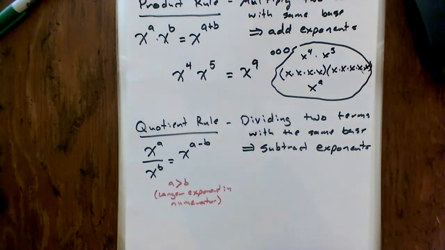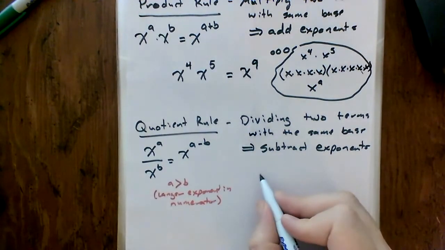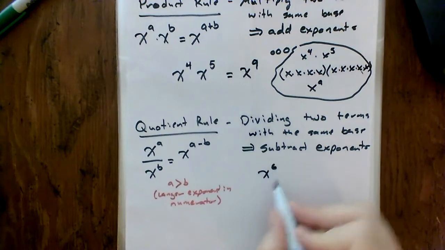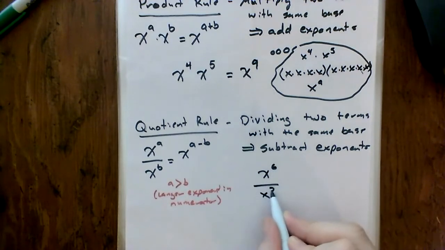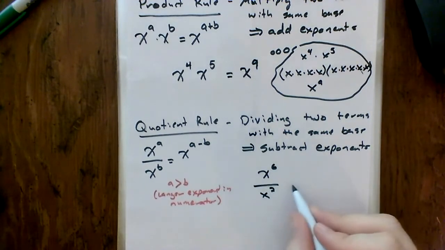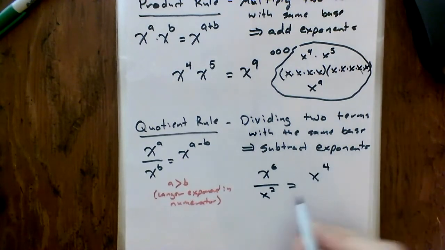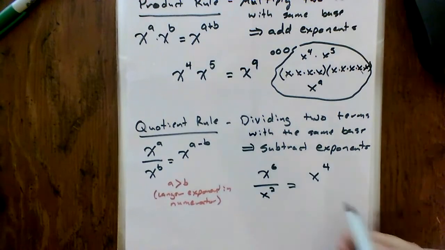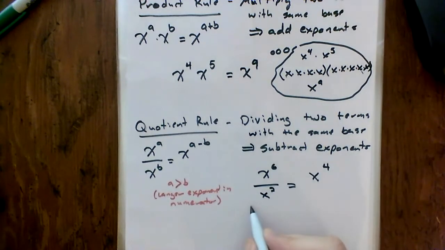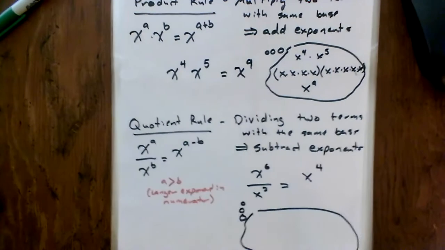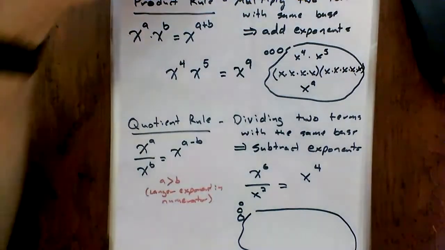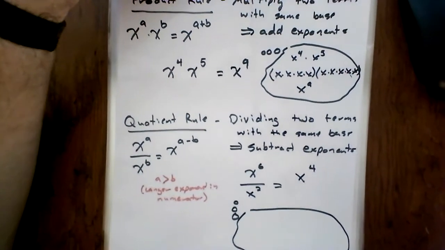So an example of this would be if I had x to the 6th over x squared. This is going to be x to the 4th power, or 6 minus 2. And once again, our reasoning behind that is, well, this is a fraction. And just like any other fraction, things will reduce.